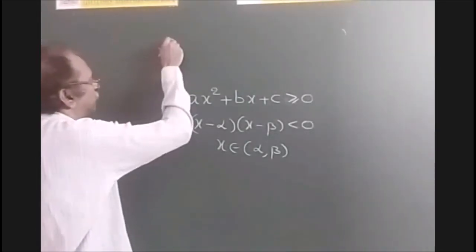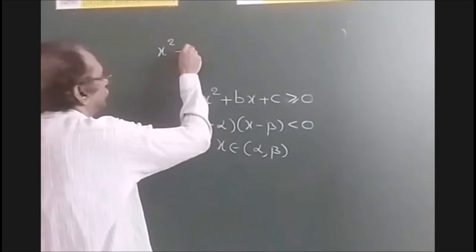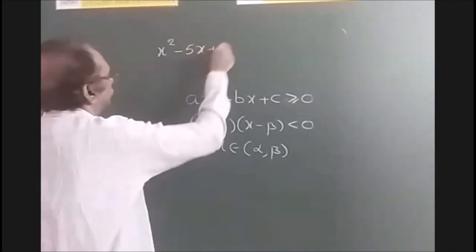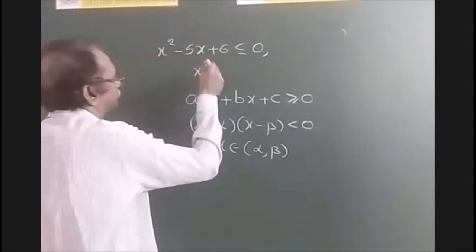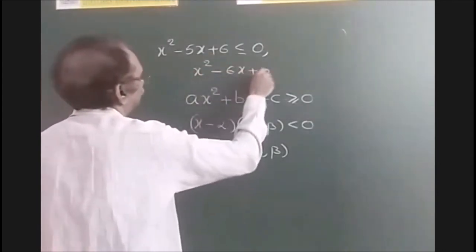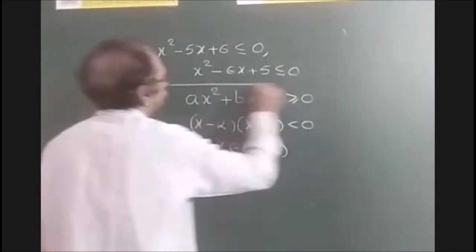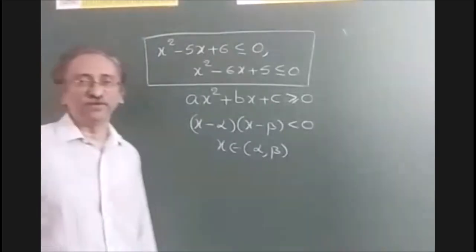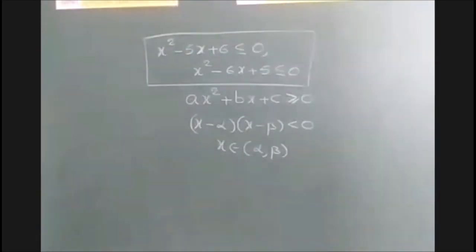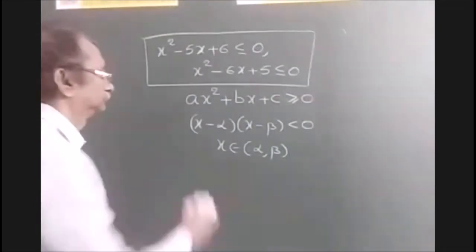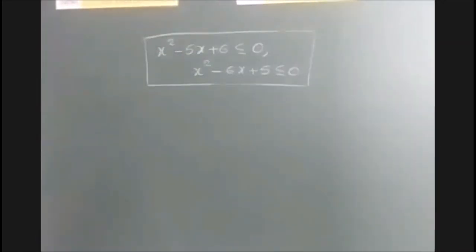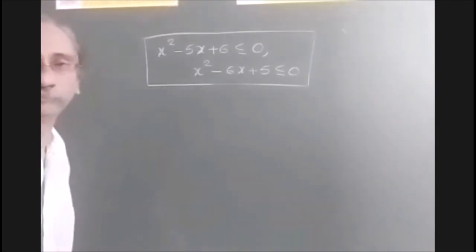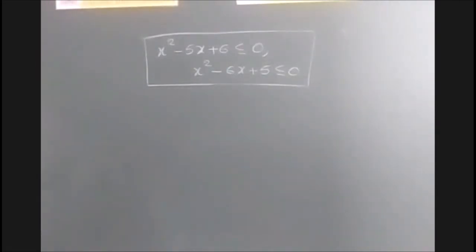Now you do this problem. x square minus 5x plus 6 less than or equal to 0, and x square minus 6x plus 5 less than or equal to 0. What is the solution set for this system of inequalities? So do this problem now. You do that one.